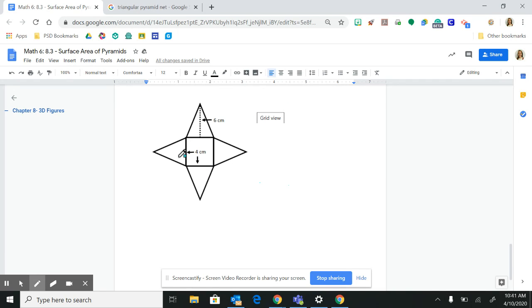So our square, we know our sides are congruent. So that means in our area, which is base times height, would equal 4 times 4. And we know that 4 times 4 is 16. So the area of our square is 16 centimeters squared.